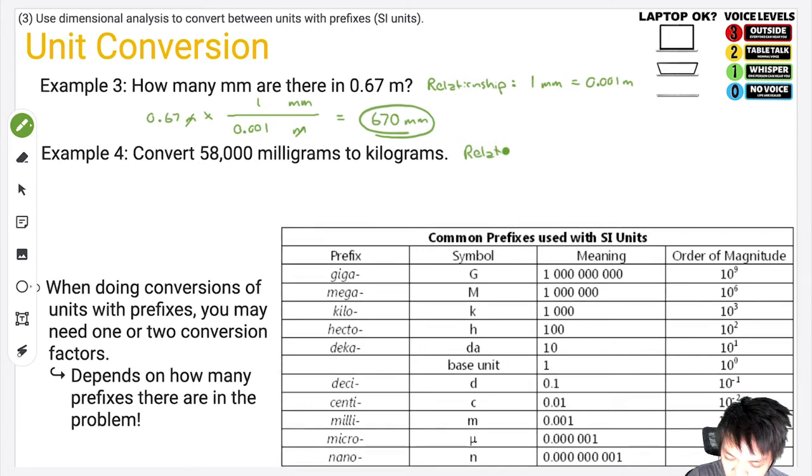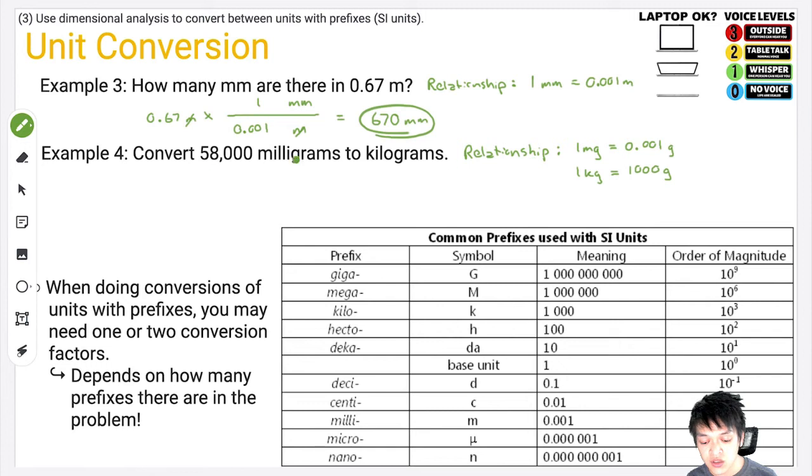Again, you might be wondering why do I have to write this down? It's so it can help you out. Okay, the first one was milli. So 1 milligram is equal to 0.001 grams. And also the second one is 1 kilogram is equal to 1,000 grams, right? Okay, again, two prefixes, two relationships will be required. Okay, let's start this problem by writing what we're starting with. We're starting with 58,000 milligrams.